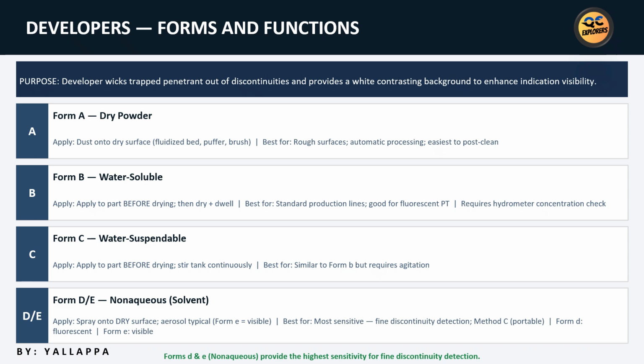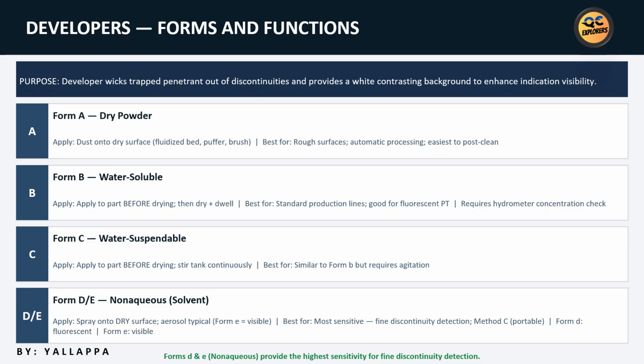Now let's move into developers. And honestly, many inspectors underestimate how important developers are in PT. The developer has 2 major functions. First, it draws penetrant back out from the discontinuity. Second, it creates a contrasting background, making indications easier to see. Now let's discuss the different developer forms.